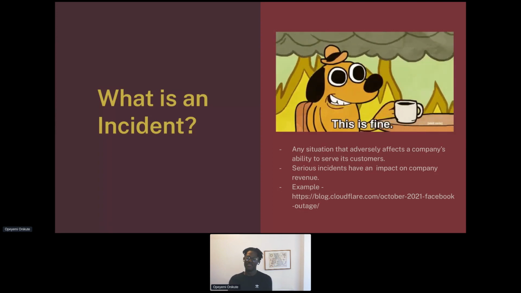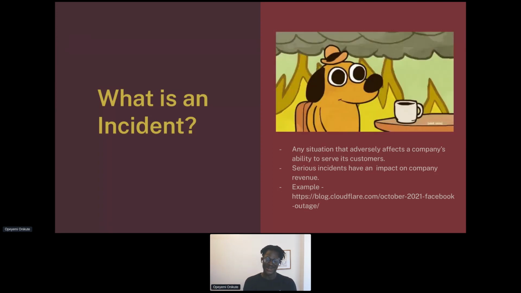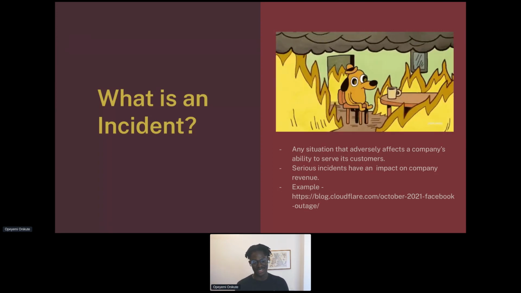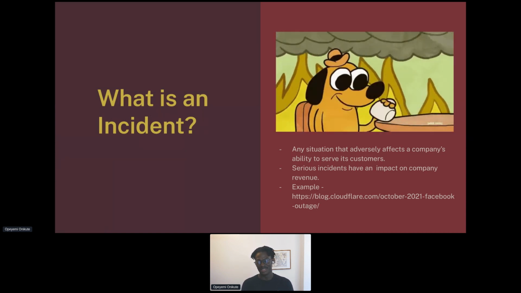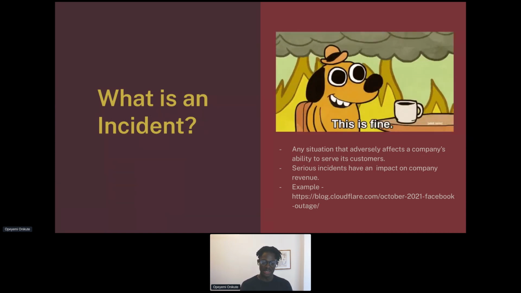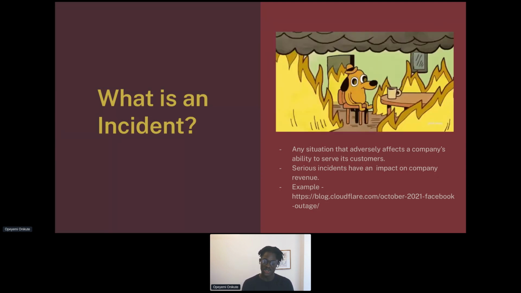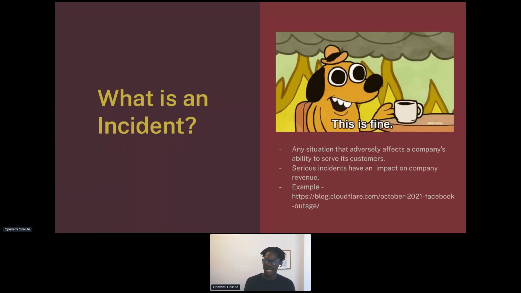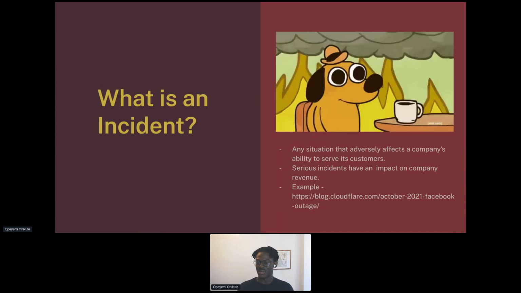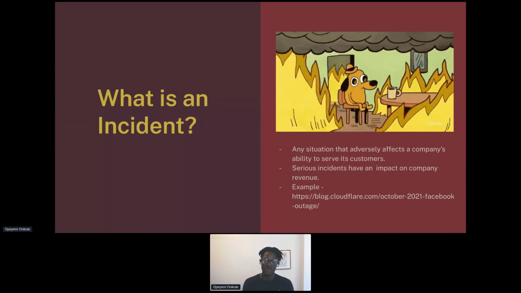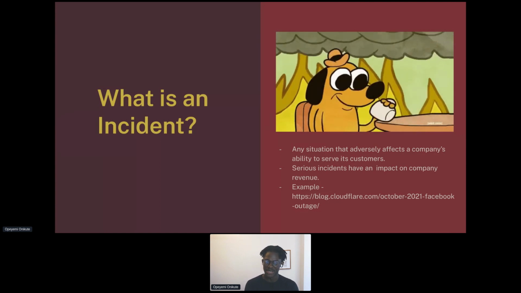Right. So I've been saying incidents, and I don't want to assume that we all understand what an incident is. I would like to define an incident for clarity. To me, an incident is any situation that adversely affects a company's ability to service customers. The most serious incidents obviously have impact on revenue.